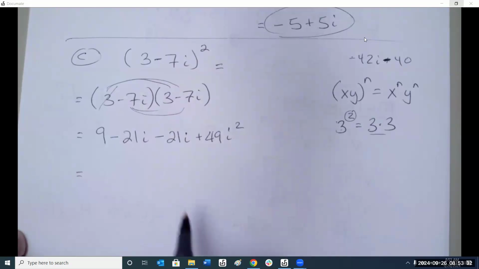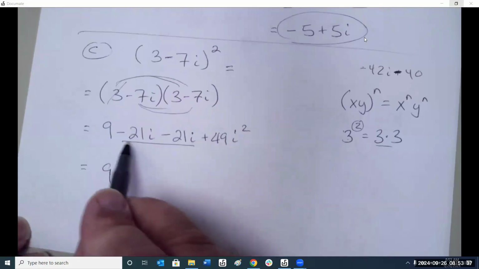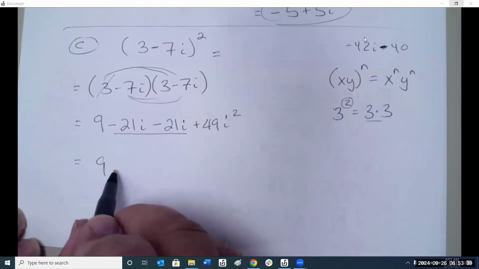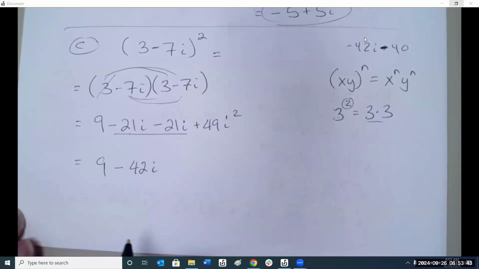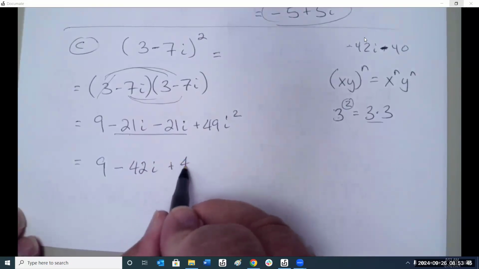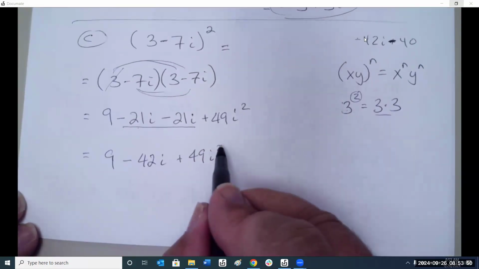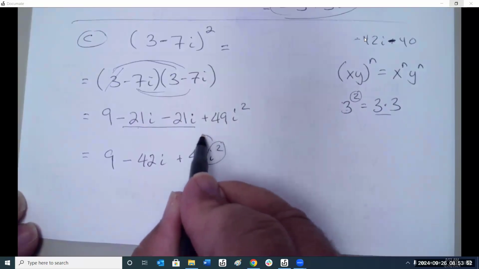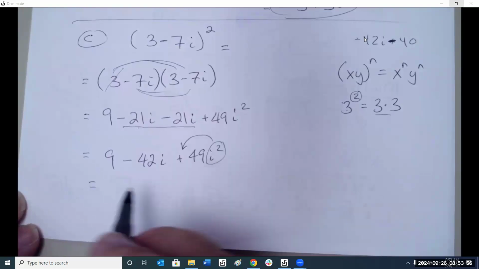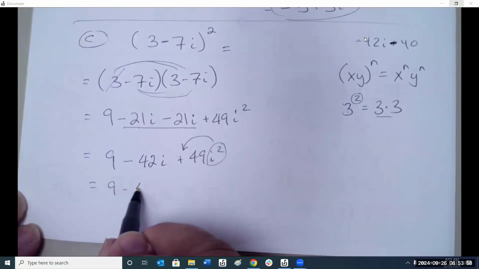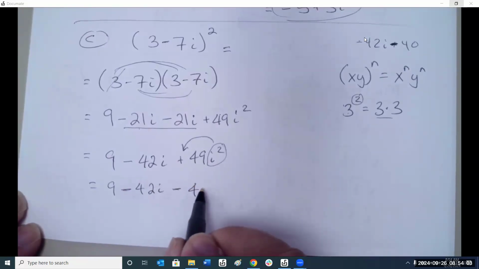Now combine like terms. We have negative 21i minus 21i. They're both negative, so that's 42i, plus 49i squared. The i squared simply changes the sign. Remember, it equals -1, so it changes the sign in front of it. So it becomes minus 49.